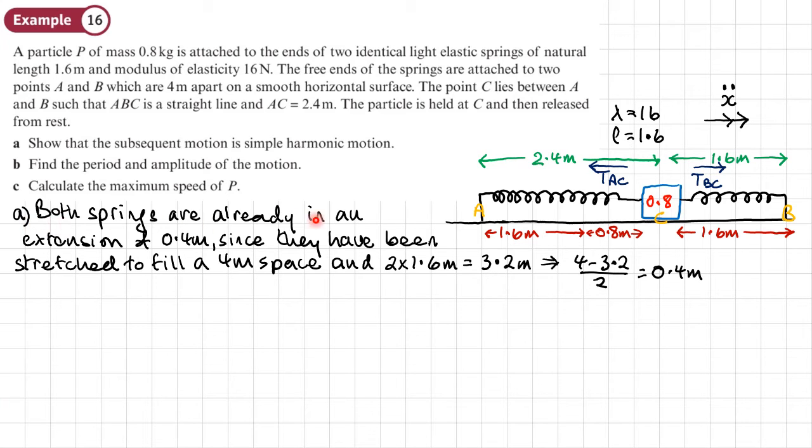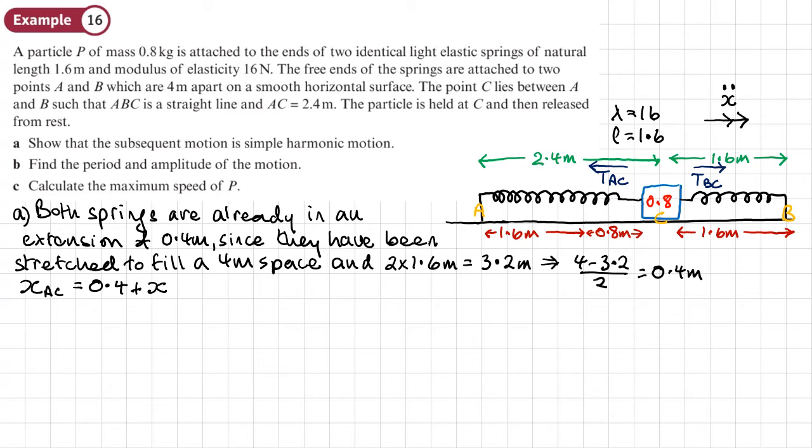Both springs are already in extension of 0.4 meters, since they have been stretched to fill a 4 meter space. It's 4 meters between A and B, and 2 times their natural length, 1.6, is 3.2 meters. And if we take that natural length away from the 4 meters divided by 2, so each spring gets that extension shared, we get 0.4 meters. So when we start with the extension, let's say, of spring AC, it's already got an extension of 0.4, and we're going to call any further extension x.